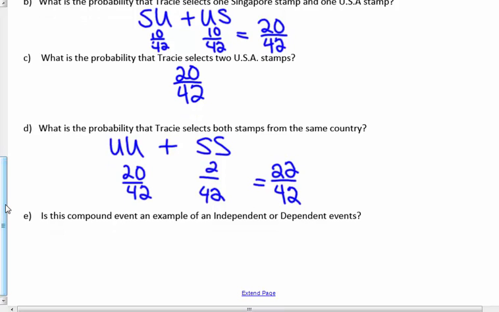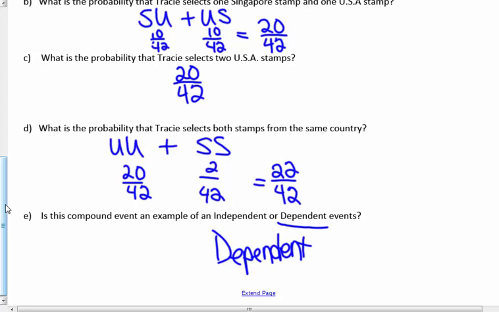Is this compound event an example of independent or dependent events? Did the first event affect the second one? Once we took a stamp out, did we still have the same number of stamps? No. So the first event did affect the second one. That's dependent. That's dependent probability.